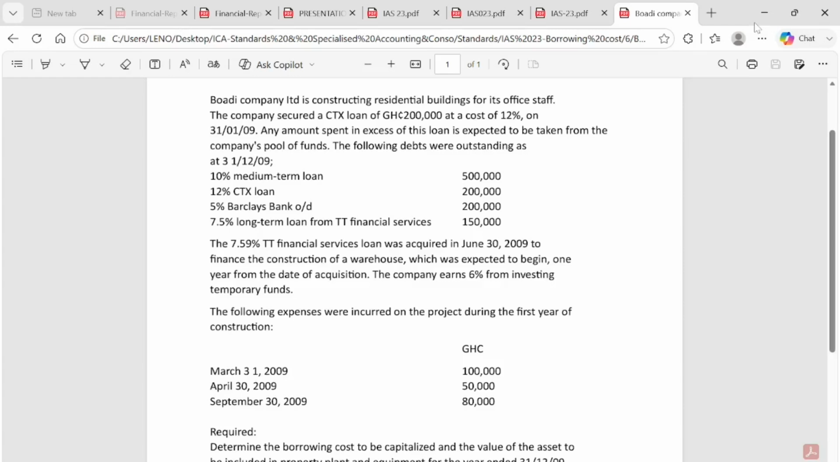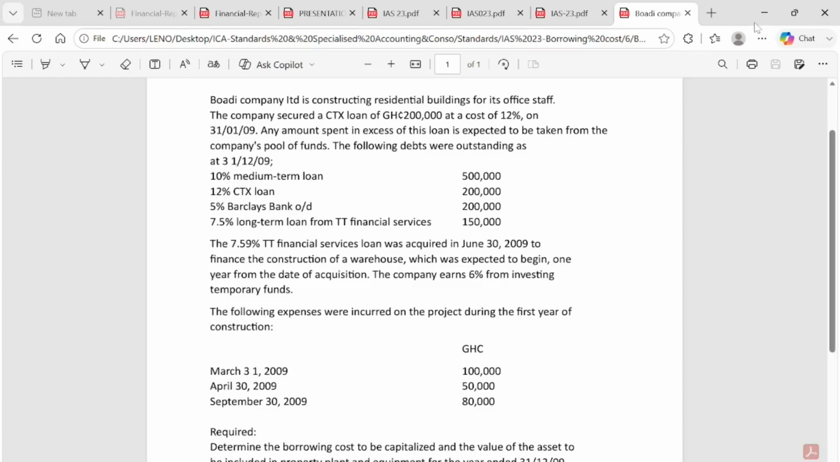The company earns 6% from investing temporary funds. The following expenses were incurred on the project during the first year of the construction. March 31st, 2009, 100,000 was paid. 30th April 2009, 50,000 was paid. And September 30th, 2009, 80,000 was paid. Now, determine the borrowing cost to be capitalized and the value of assets to be included in the PPE for the year ended 31st December 2009.